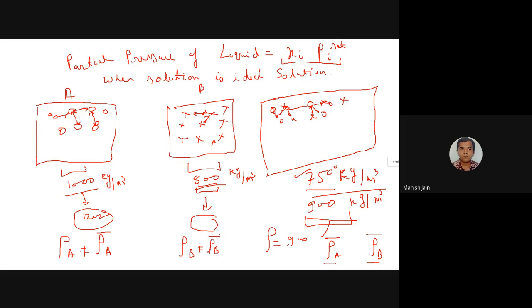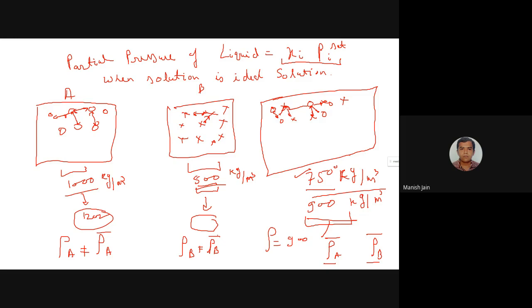So you understand the ideal solution? Ideal solutions are the solutions where the partial properties are equal to the true properties, or the interaction between the molecules remains as it is when you make the solution. It does not happen whenever you have a solution.